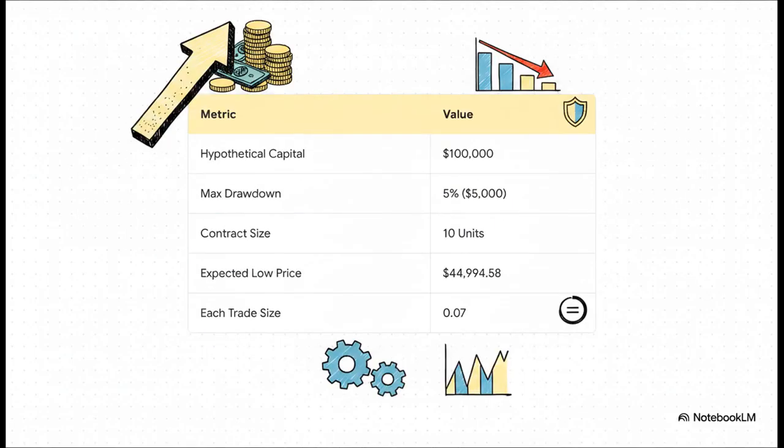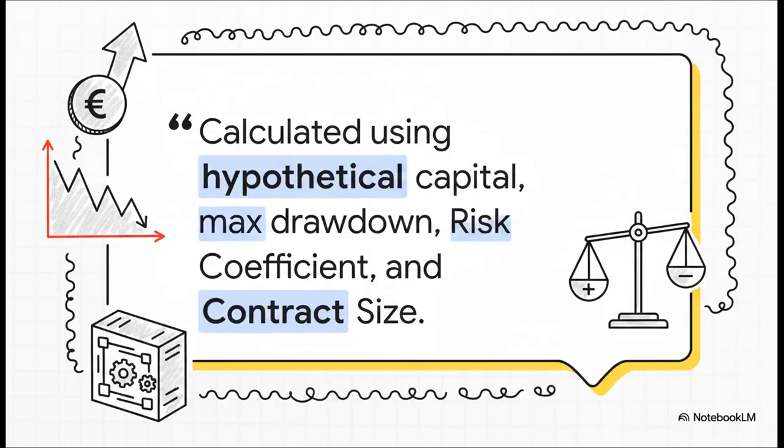So, how does this translate into an actual trade? Well, the model works everything out using a hypothetical capital of $100,000. The plan had a strict maximum drawdown of 5%, or $5,000. You take all those parameters we just looked at, crunch the numbers, and it generates a calculated trade size of 0.07 for each entry.